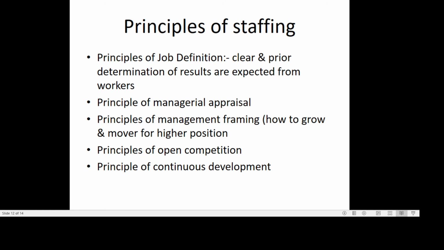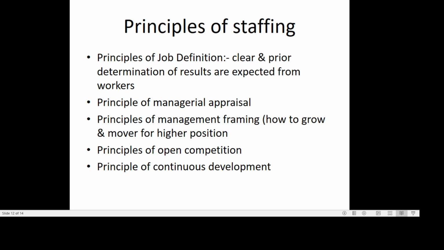Principle of managerial appraisal: appraisal should be done on a proper, fair basis. We need to evaluate and give a platform for an employee to develop his career, and so contribute to productivity. And there is a principle of management framing, how to grow and move to higher positions. The principle of staffing emphasizes pushing the existing employees to the front, so that youngsters can be given opportunities. Young blood should be infused into production and future expansion programs.